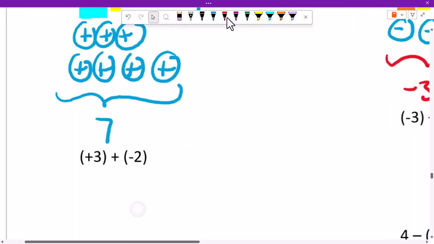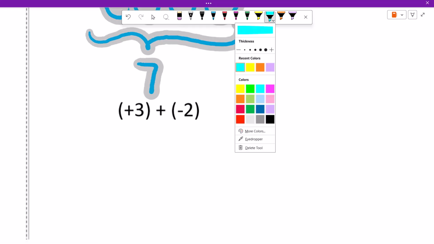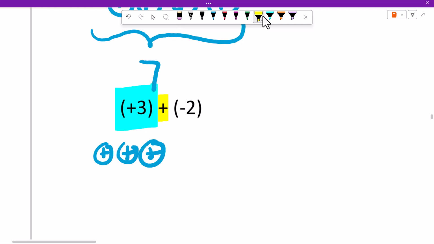All right. So now, let's do the next one. We start off with the first one. We draw 3 positives. 1, 2, 3. Then we have the plus sign. Right? And the plus sign says, hey, add on the next number. 2 negatives. So we're going to add on 2 negatives. 1, 2.